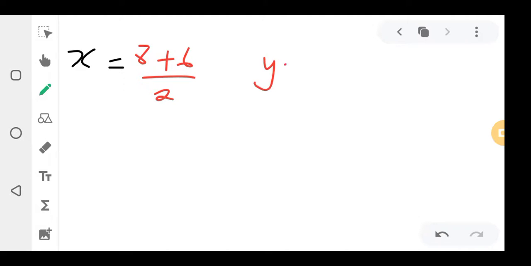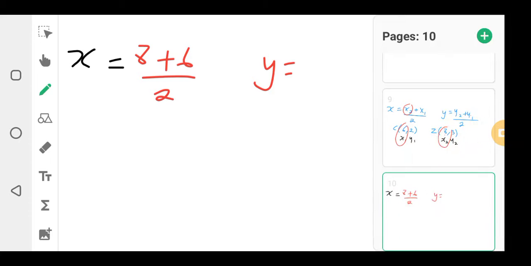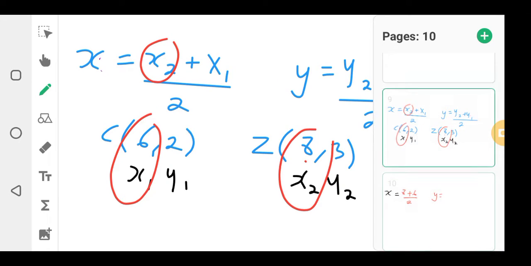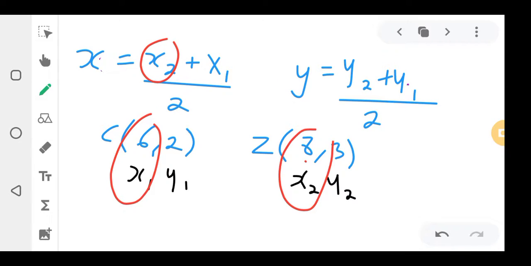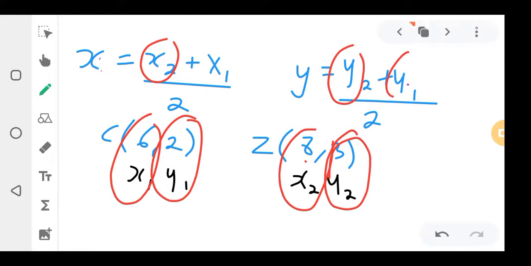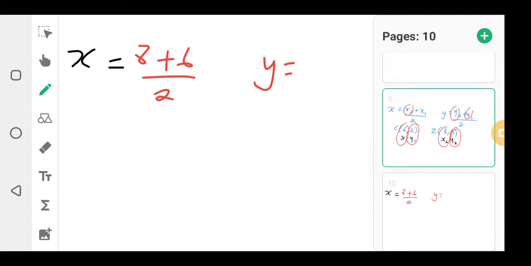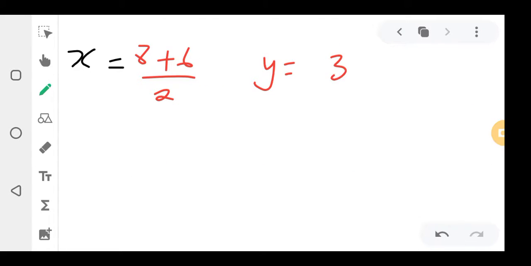Again, to find the y coordinate, I will say y2 plus y1. What is y2? y2, as you can see, is 3. y1 is 2. That's what you substitute here. So y2, you put 3 plus y1 is 2. So it is 3 plus 2 over 2.